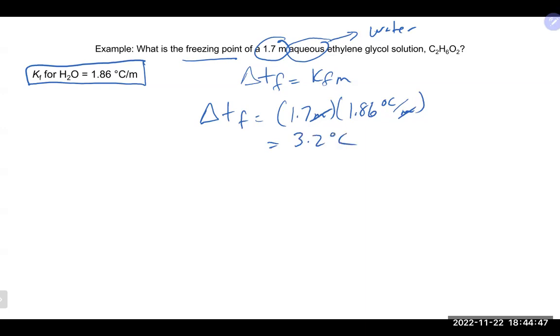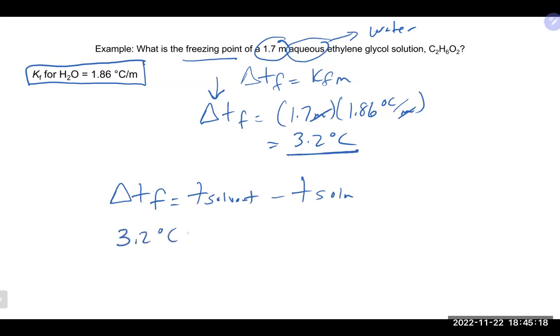Now, it's important to remember that this number right here is not the freezing point of this solution. It is actually the change in freezing point temperature. So this is where we want to use our change in freezing point temperature. In this case, it is freezing point depression, which means it is the temperature of the solvent where it normally freezes minus the temperature of the solution. So the change in freezing point temperature is what we just solved for, 3.2 degrees Celsius.